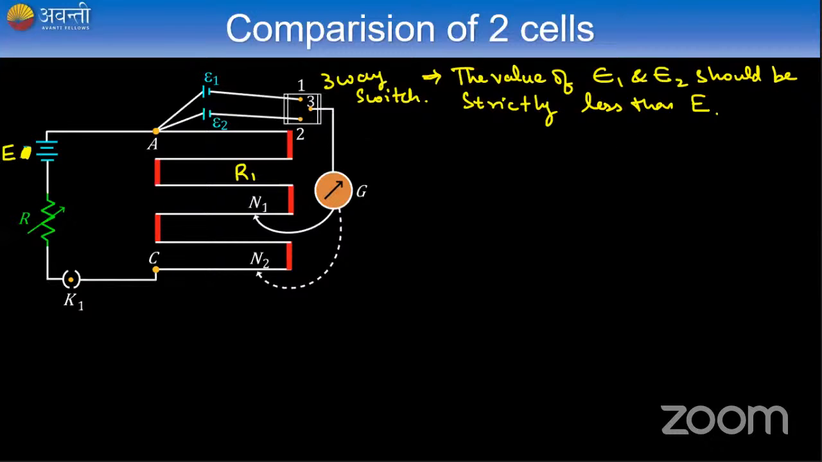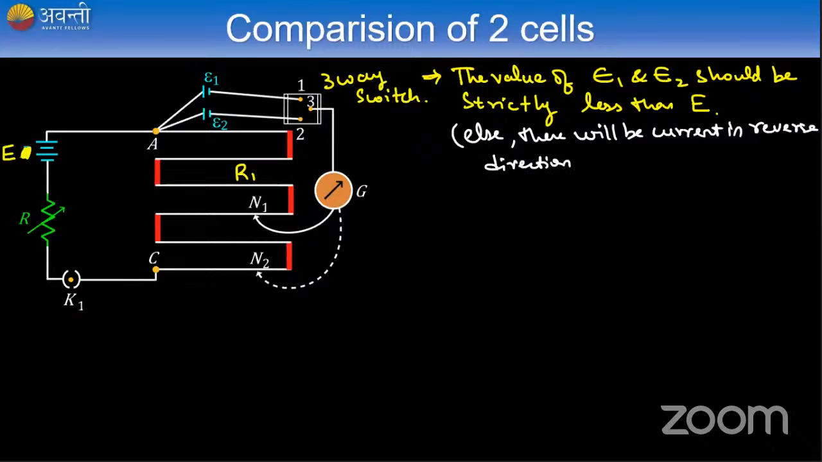If this is not satisfied, what will happen? There will be current in the reverse direction, then no deflection in the galvanometer.